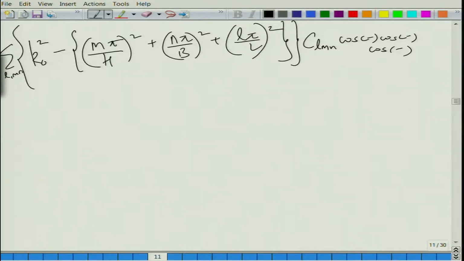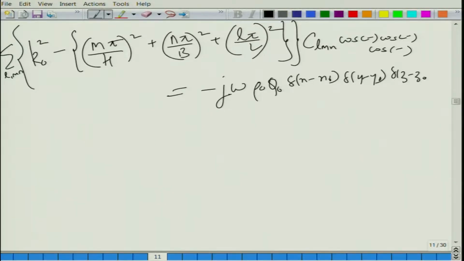So, I am not writing down this thing explicitly, but you have j omega rho naught q naught into direct delta functions. Okay. And you just get rid of the time term, that is understood, it is time harmonic. So, here also there is e^(j omega t), and here also, so it just cancels out, you just do not worry about it.